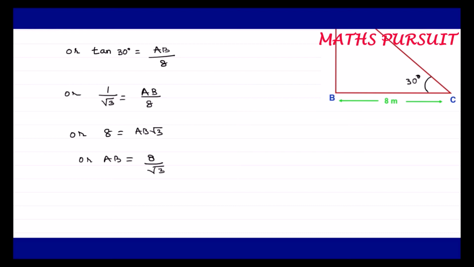So this is what, because we know 8 meter is the distance between the foot of the tree to the top of the tree where it had fallen to the ground. Now the length of the broken part AB is equal to 8 upon root 3. So this is what we are looking for, and as the question is telling us to find the height of the tree, we can write therefore the height of the tree is 8 upon root 3 meter.